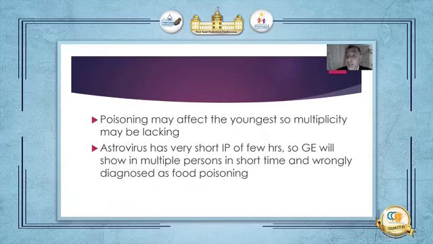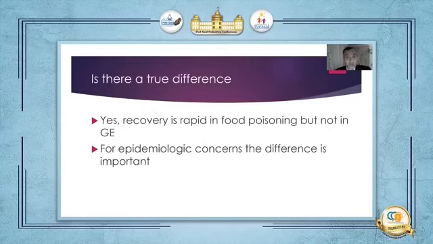Poisoning may affect the youngest. So multiple members in the family affected by a poisoning may be missing. Astrovirus has a very short incubation period of few hours. So gastroenteritis with astrovirus usually mimics food poisoning. So in this condition, you may be puzzled and you cannot reach the definitive diagnosis.